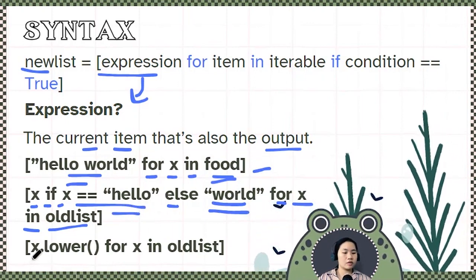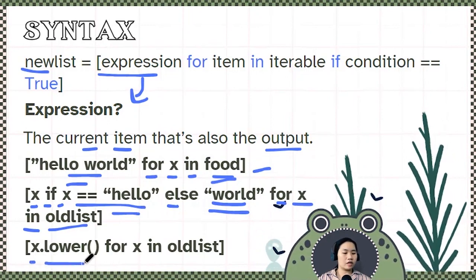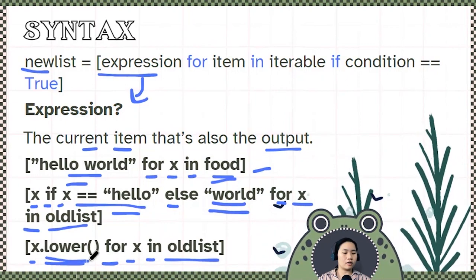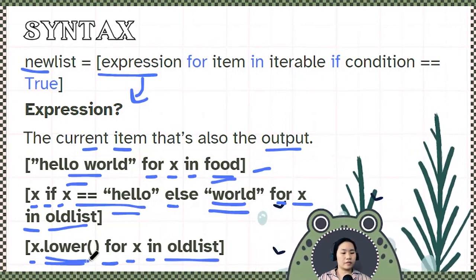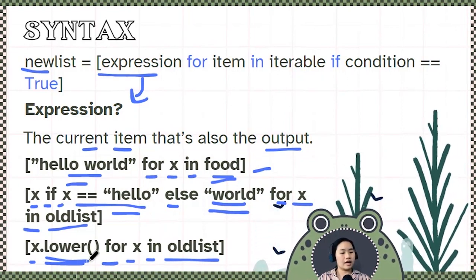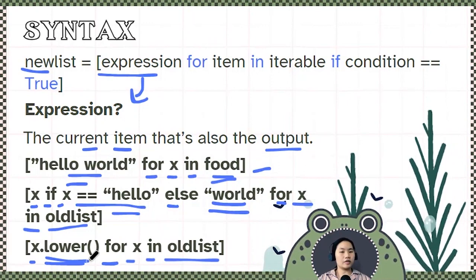Okay, now this one is an easy one. X dot lower for x in old list. What do you think this lower method does? It is the opposite of upper. So if the old list has a bunch of uppercase letters, x dot lower will lower all of the cases.